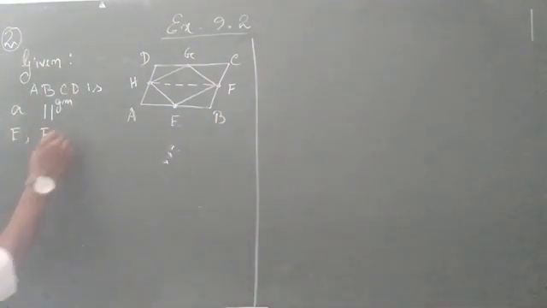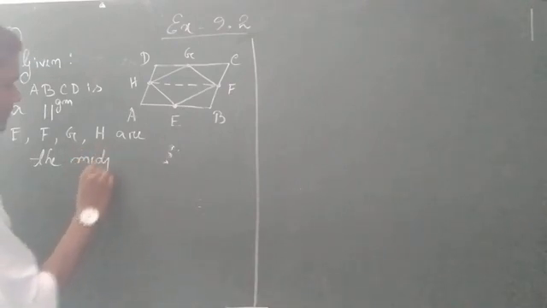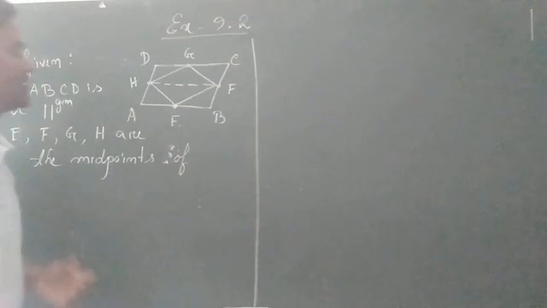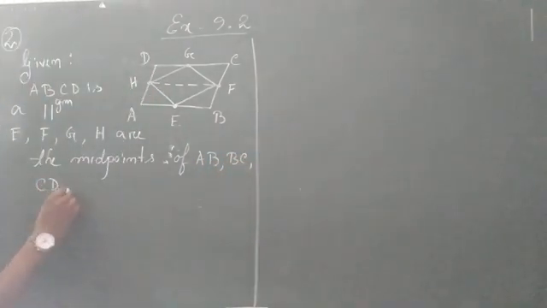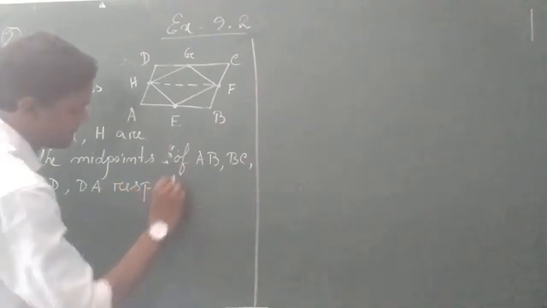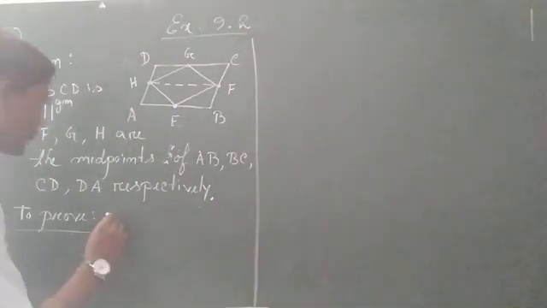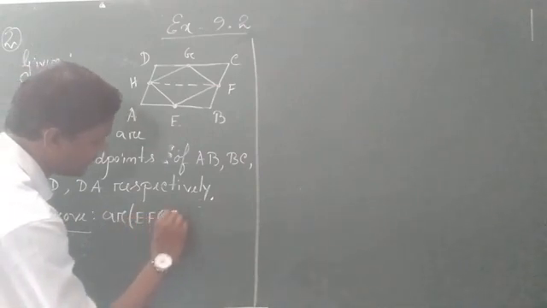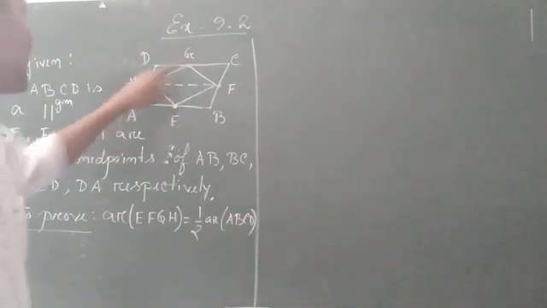E, F, Z, H are the midpoints of AB, BC, CD, DA respectively. So these are the given things. What to prove? To prove: area EFZH is equal to half area ABCD.